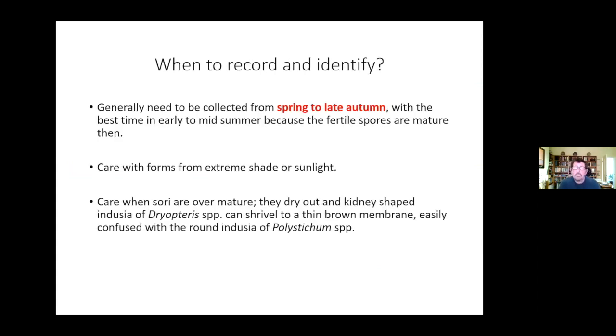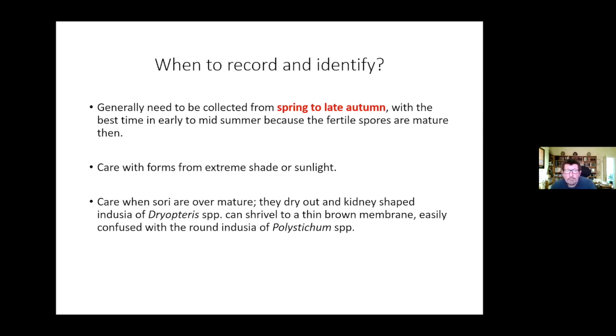When should you really go out and have a look for these? Well, you can collect them from spring to late autumn. The best time is early to midsummer, so about now, because that's when the fertile spores are mature. You turn the fronds over and you can see all those reproductive structures, and they're just the right shape and size and colour for you to look at.